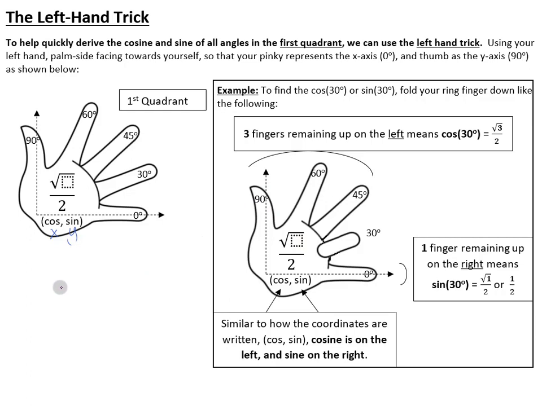So this is a pretty cool way to rederive sine and cosine quickly. You do have to memorize that cosine's on the left, sine's on the right, and which finger represents which value. You also need to remember the template, square root of blank, which is the number of fingers up on the left or right, over 2. That follows the pattern we used to fill in the first quadrant.